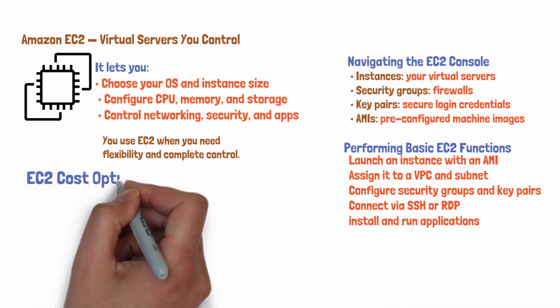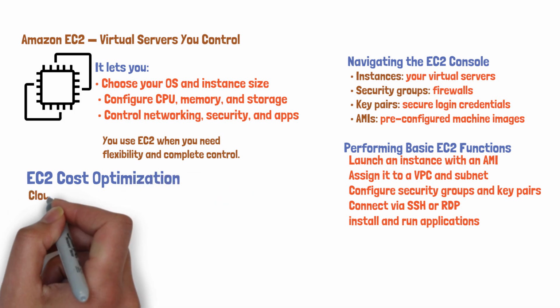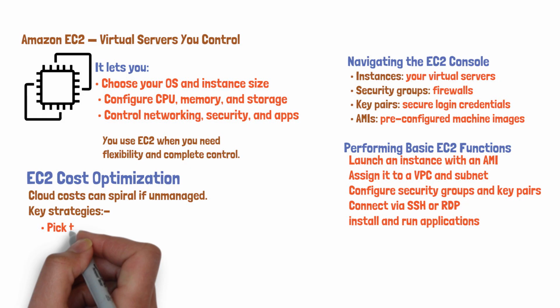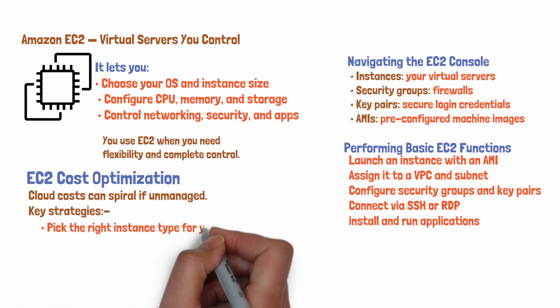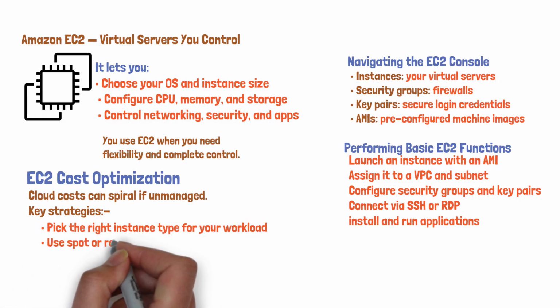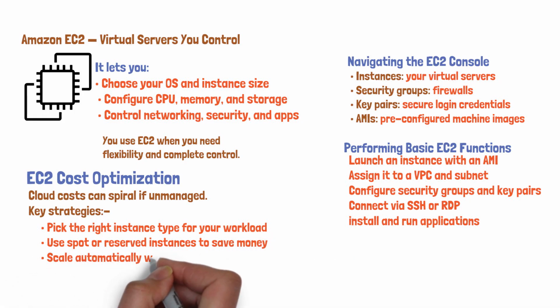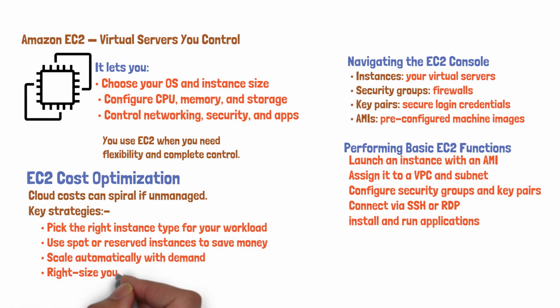EC2 cost optimization. Cloud costs can spiral if unmanaged. Key strategies: pick the right instance type for your workload. Use spot or reserved instances to save money. Scale automatically with demand. Right-size your resources.